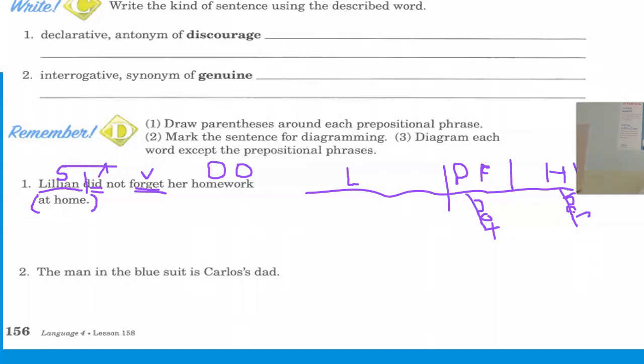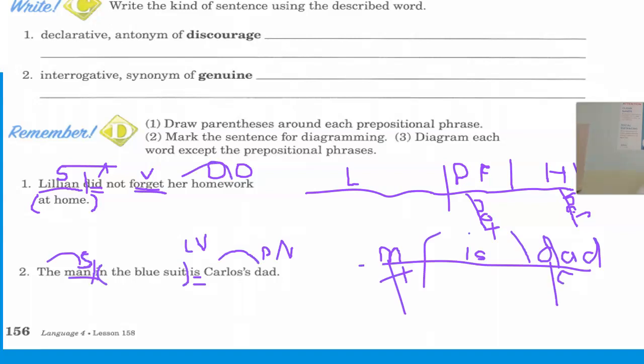The prepositional phrase, the marking, and the diagramming. All right, so for number 2, in the blue suit is your prepositional phrase. Man is subject, linking verb. Man is who? Man is dad, predicate nominative. So we have man is dad. The man is the adjective describing man, and Carlos is the adjective describing dad.